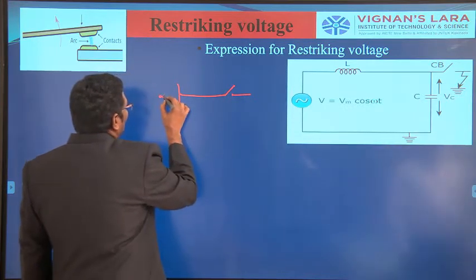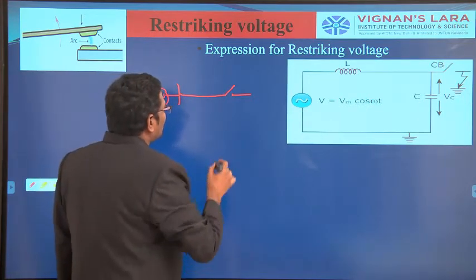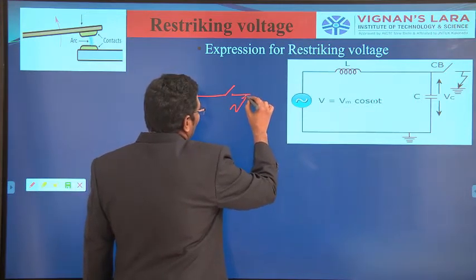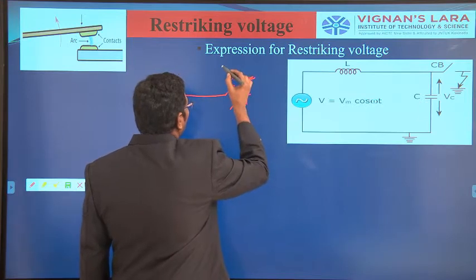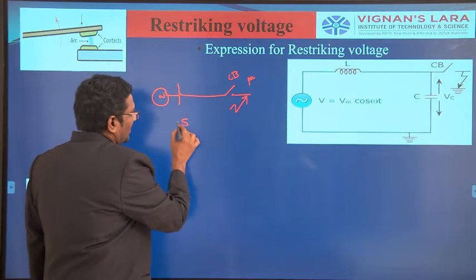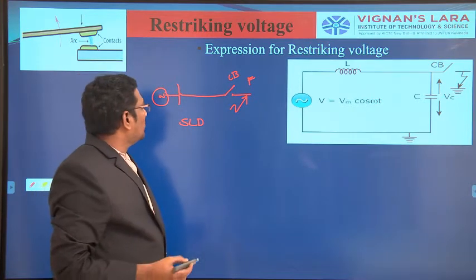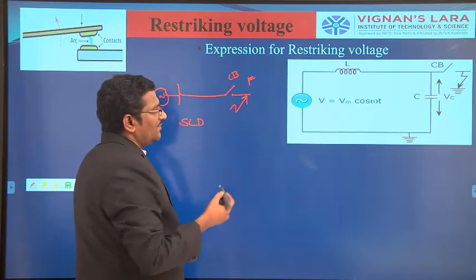Suppose this is our source. This is a one-line or single line diagram. Let us assume that here is a fault. This is the fault point, and this is the circuit breaker location. So this is our single line diagram, or SLD. Now this figure can be represented from the circuit point of view like this.